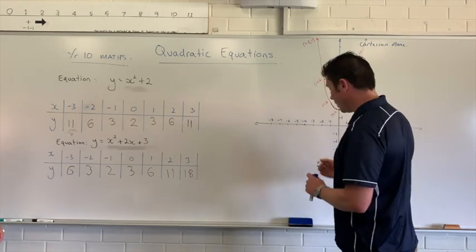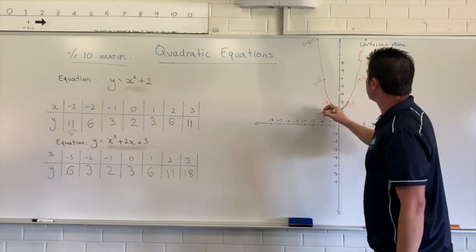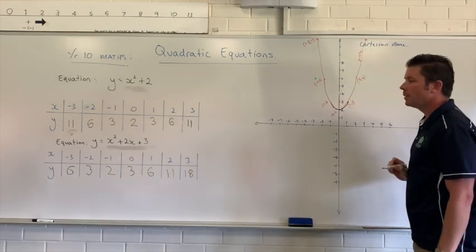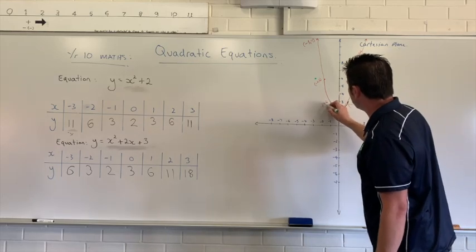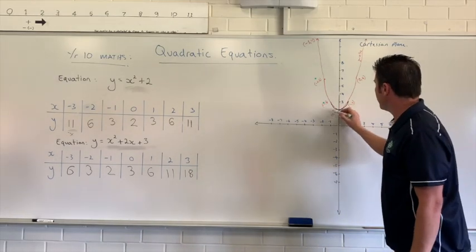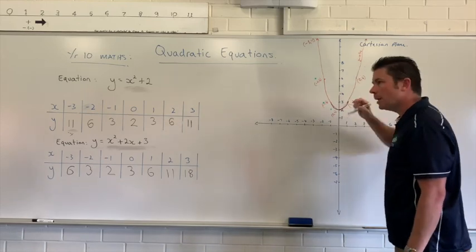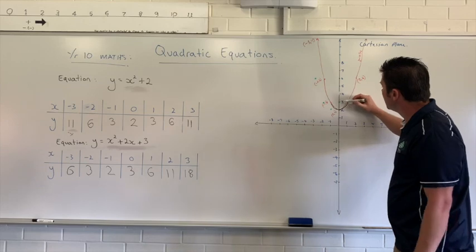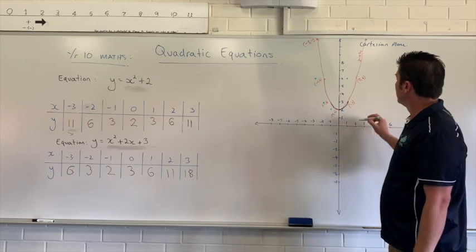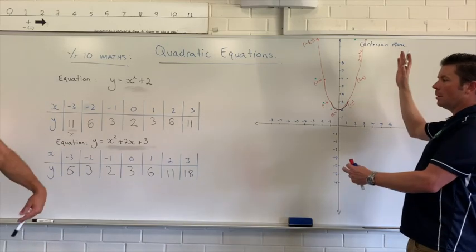What I might do is use a different coloured whiteboard marker. Instead of black, I'll use green. Green, good choice. -3 and 6, putting a dot somewhere there. -2 and 3. -1 and 2. 0 and 3, so that's the y-intercept we talked about. 1 and 6. 2 and 11, the old 11 chestnut we had before. And 3 and 18.